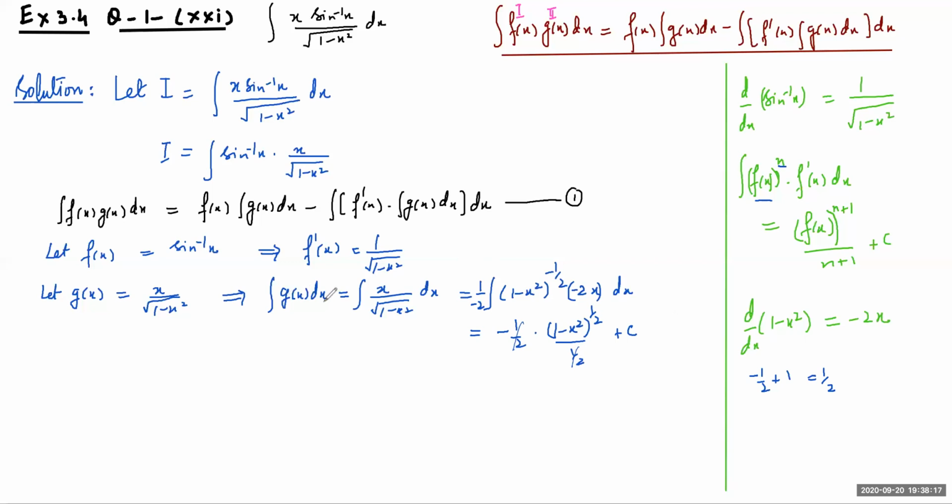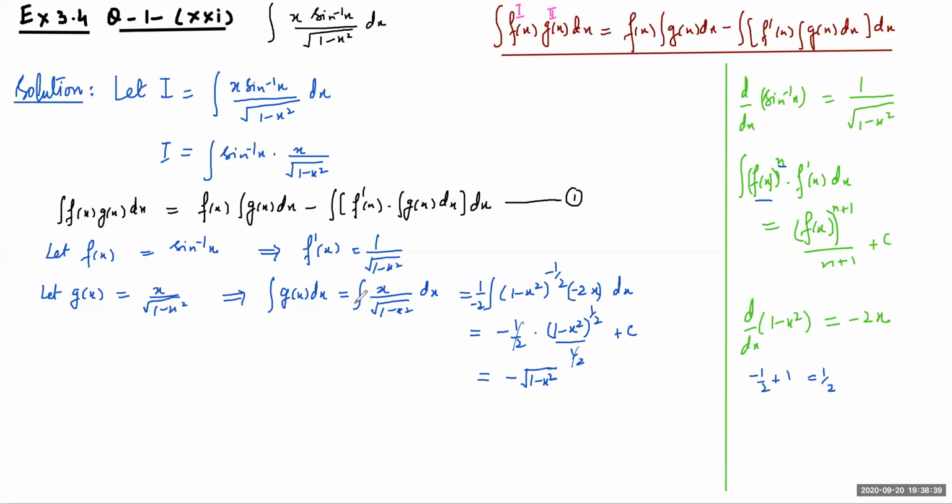I have integral of g(x) dx is equal to minus into square root of 1 minus x square to power 1 by 2, which can be written as square root of 1 minus x square. I like to write it in this shape. Okay, so this is the integral of g(x) dx. Now I have all the values.